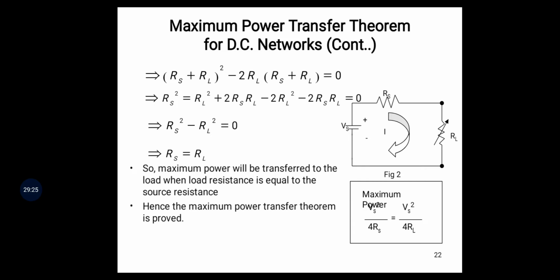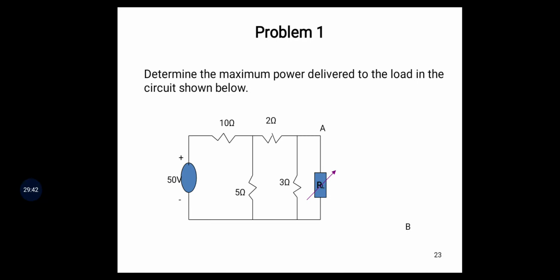Here the maximum power equation is Vs² by 4RL or Vs² by 4Rs. The two equations are the same. The maximum power formula is Vs² by 4RL or Vs² by 4Rs. Here are some of the problems we discuss on the maximum power transfer theorem.